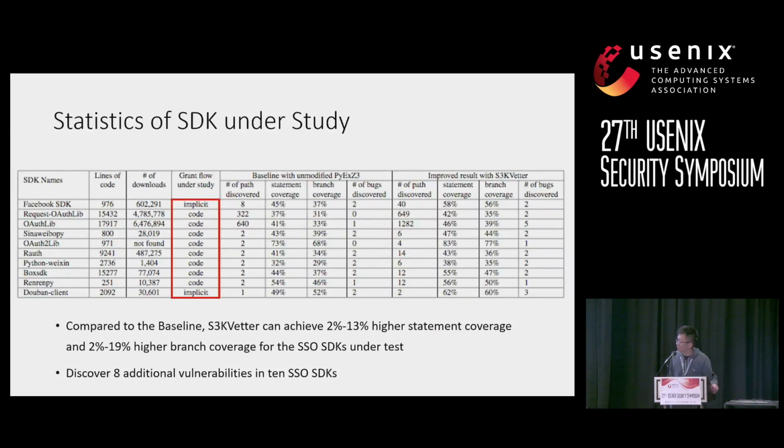As can be seen in the table, our tool supports both implicit flow and authorization code flow. Compared with the baseline, which uses concurrent execution tool Z3, our tool achieves 2 to 17% higher statement coverage and 2 to 19% higher branch coverage. And our improvement has enabled us to discover 8 more vulnerabilities.